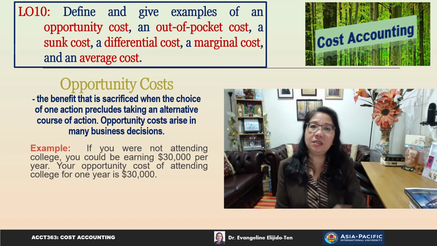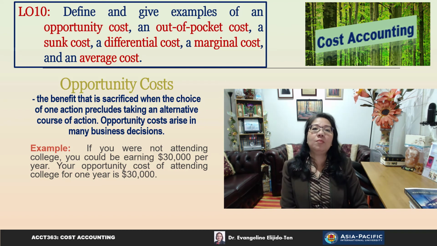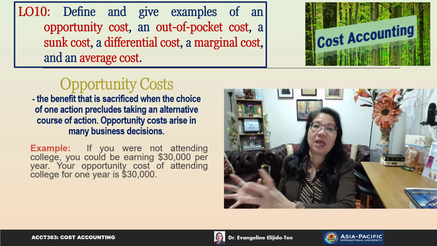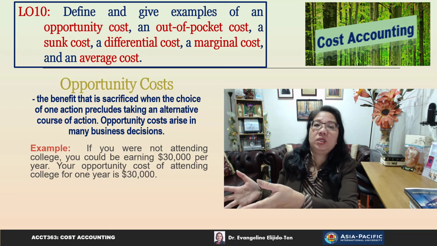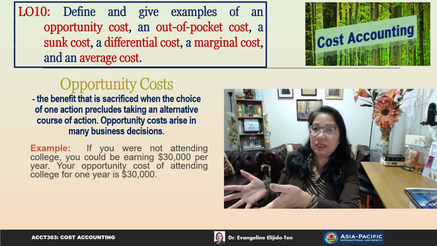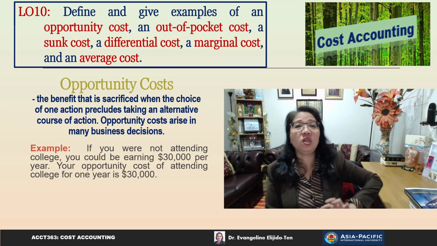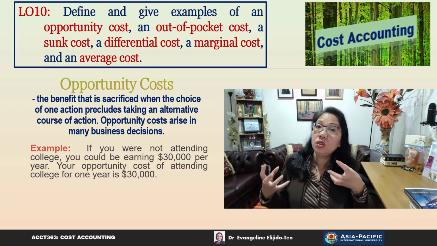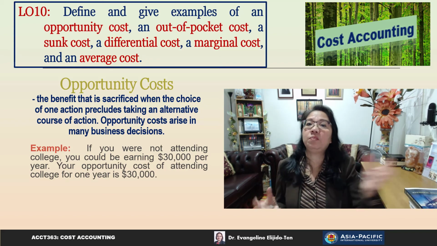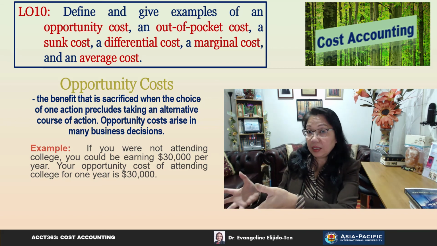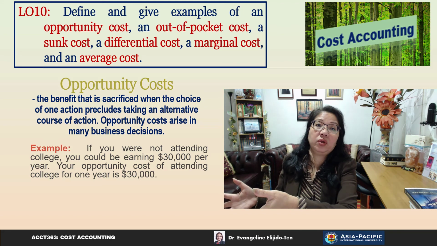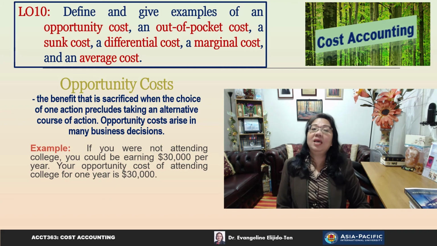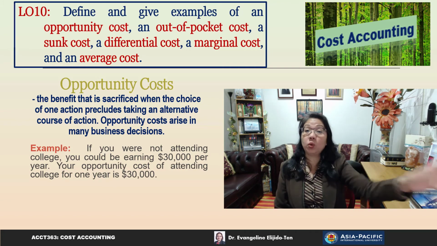All right. So in a business situation, if, for example, you decided to invest your excess cash in marketable securities that could earn you, let's just say, only 2% per annum, but then you have another opportunity to earn 10% per annum, you are sacrificing the 10% because you chose to invest your excess cash in marketable securities that will only give you 2%. So in this case, the opportunity cost really is that benefit that you have forgone or sacrificed.